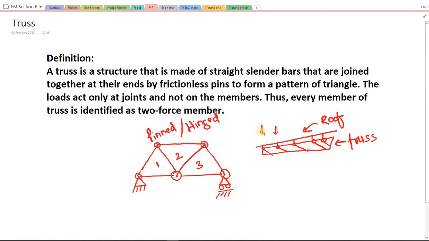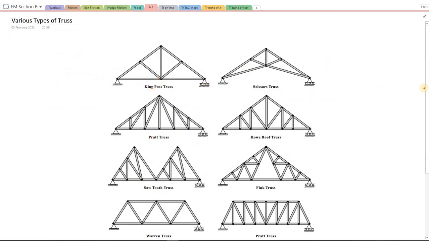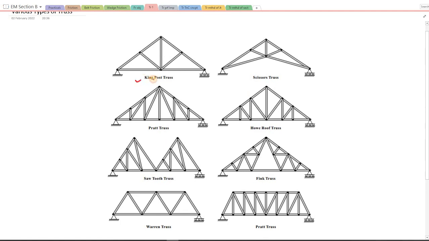Now let's try to see what are the various types of truss, or let's say various forms. See here, there are several names associated with this truss diagram, that is a king post truss, scissor truss, Pratt truss, Howe roof truss, sawtooth, Fink, Warren, and Pratt truss. See, the names or the tags or the titles associated with this type of truss are derived from the shape resemblance that they have. For example, the scissor truss has some sort of resemblance with the scissor, that's why the name. And some of the names are derived from the locations they were first invented or the specific arrangement of members.